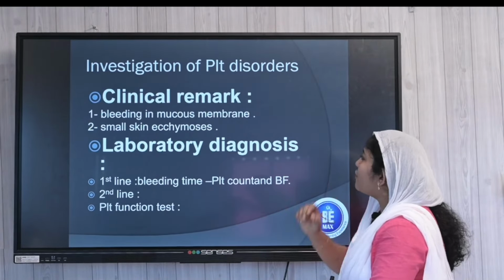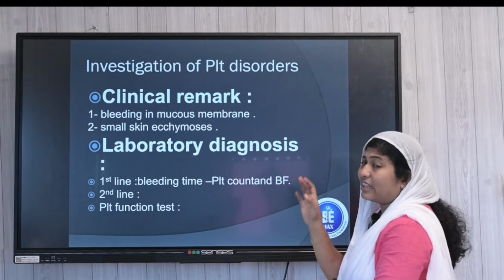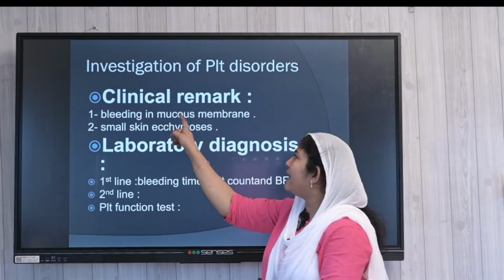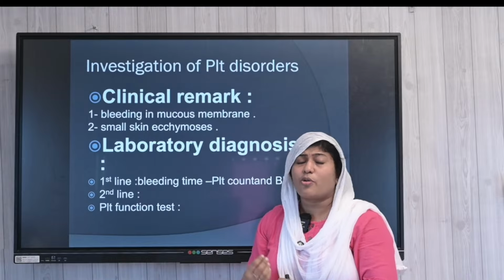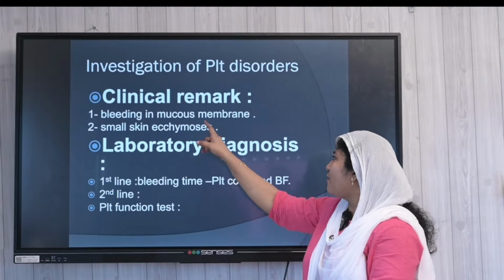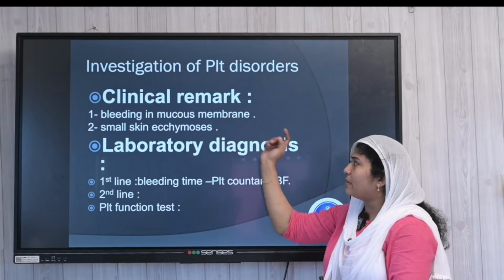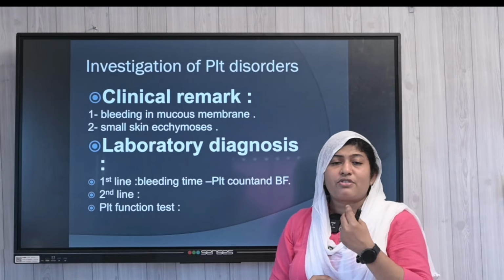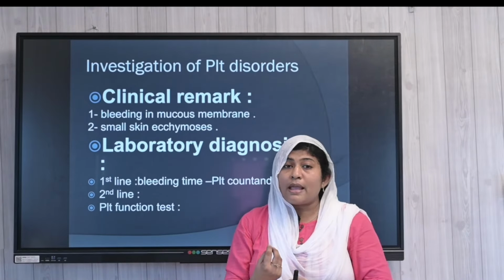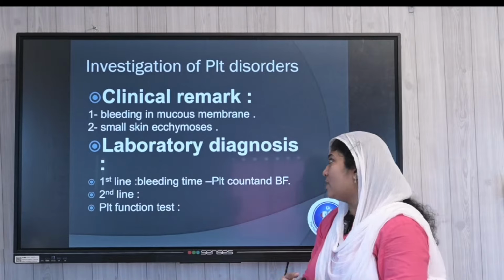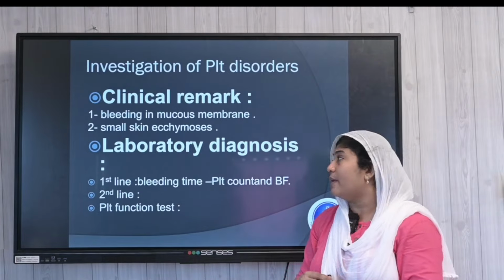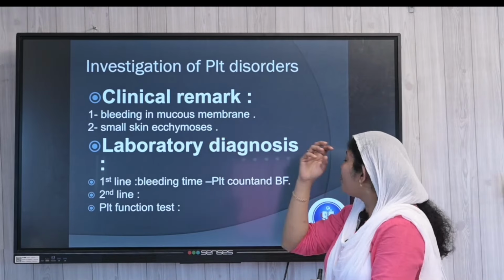Then investigation of platelet disorders. Even without any diagnosis, doctors can directly suspect the condition if there is bleeding in the mucous membrane. Nasal bleeding or mucosal membrane bleeding is very common during a platelet problem, or in a patient with leukemia also. If a patient has bleeding from the mucosa, such as nasal bleeding after sneezing, or gum bleeding while brushing, these may be an indication of a quality problem in the platelet. Or small skin ecchymosis, color changes we can observe on our skin after blood collection, may also be a problem related to platelet disorders.